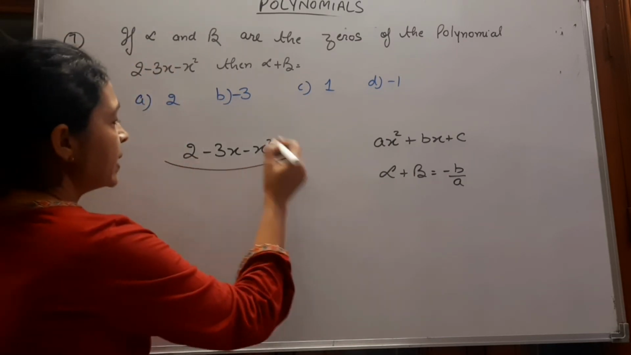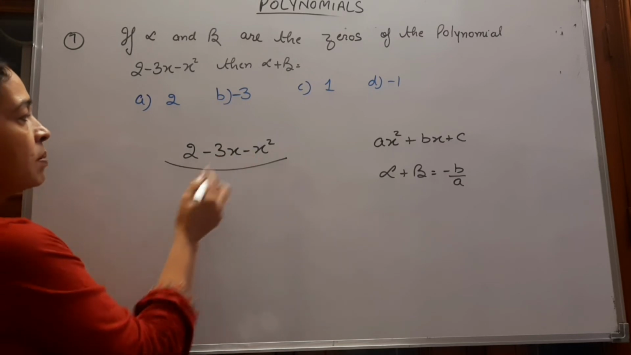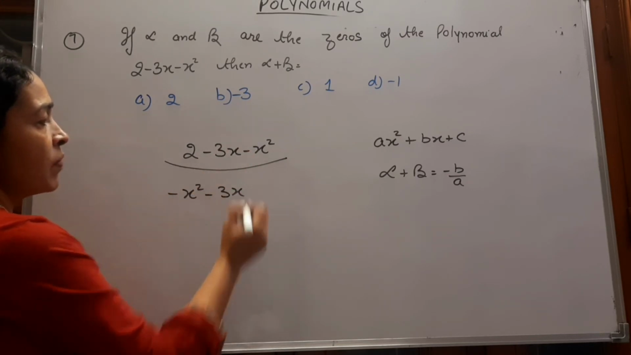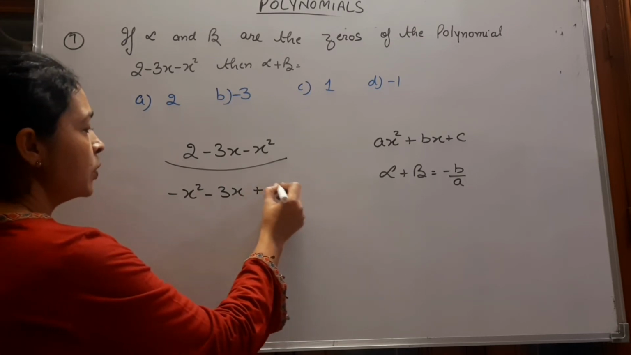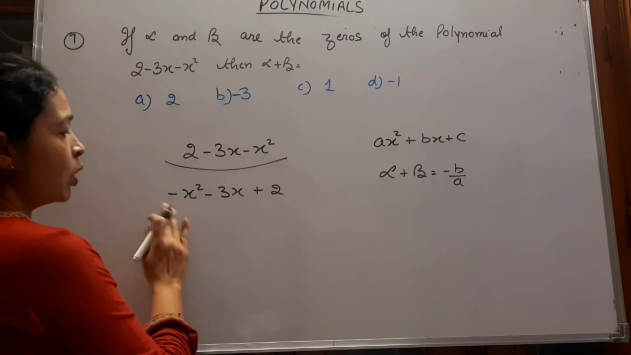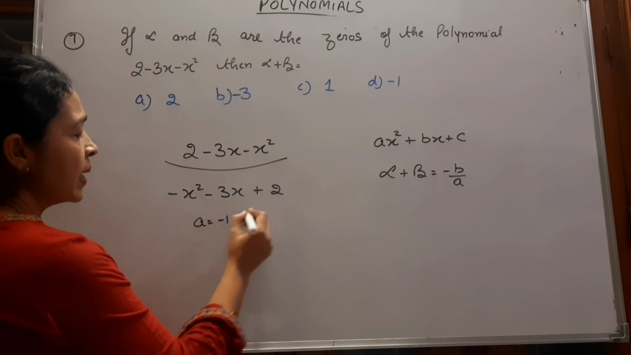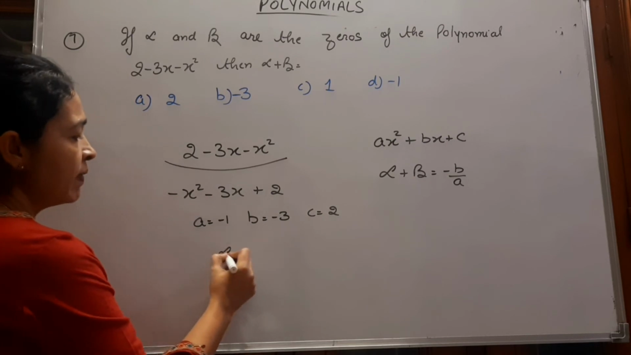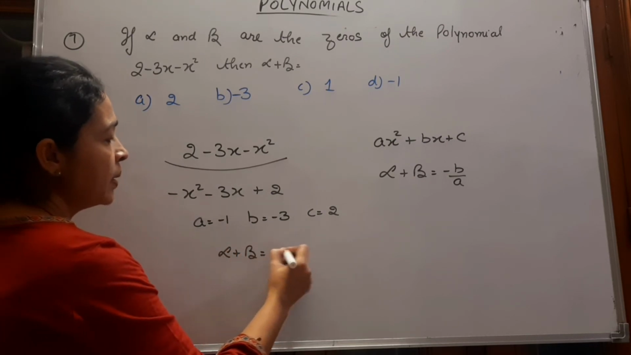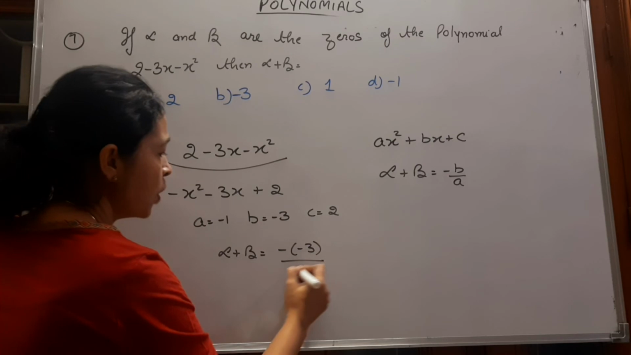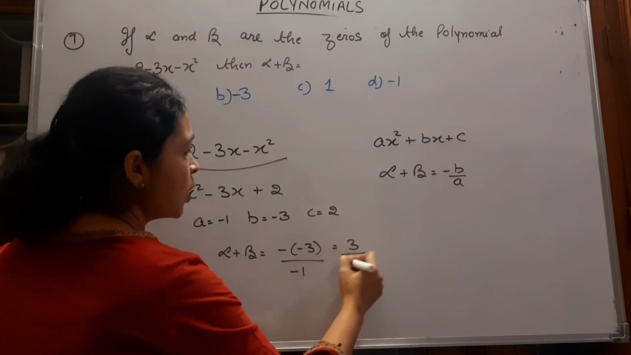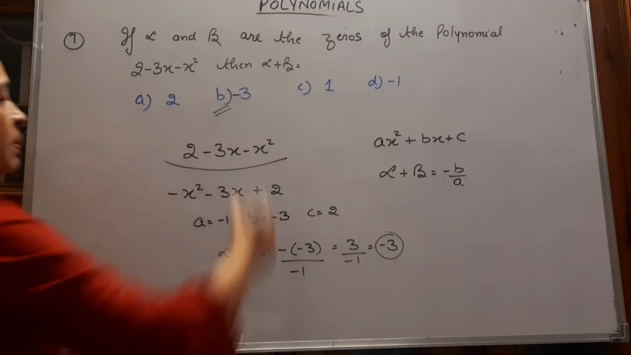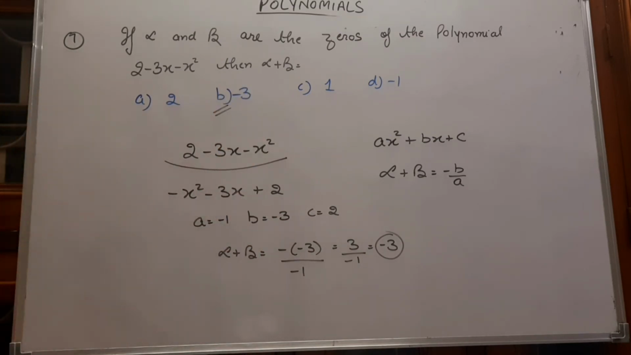First, convert it into general form. The first term must be of x square. So we have minus x square, then the term of x, minus 3x, plus 2. As per the given polynomial, what is a? Minus 1. b is minus 3 and c is 2. The value of alpha plus beta will be minus of minus 3 upon minus 1, which is minus 3. So which is our correct option? Option B is our correct option.